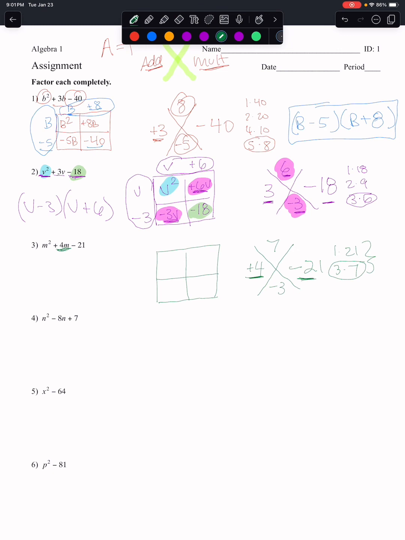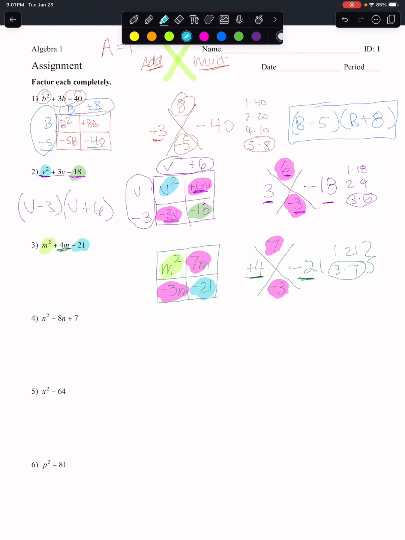So in the top left box is going to be m squared. Bottom right box is going to be negative 21. And my diagonals are going to be 7m and negative 3m. So let's do some highlighting again. Remember, pink was from here. My diagonals. And I got this one from here, and I got this one from here. Okay, so you notice those match.